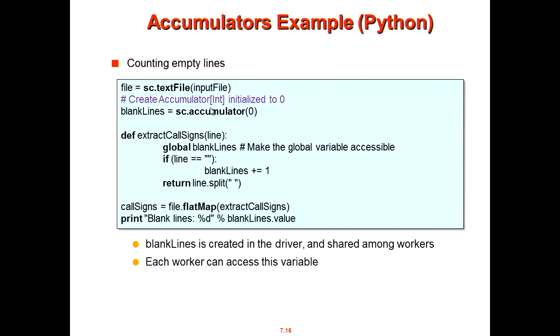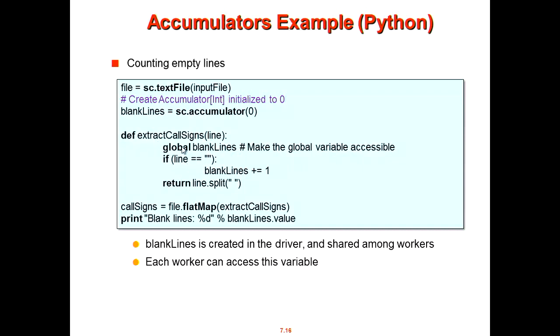So this is a piece of Python code. It is used to count the empty lines in your input file. You read the input file from maybe HDFS or from a local disk, it's okay, and that is loaded into memory as an RDD. Now we create an accumulator to count the blank lines, and then we define a function.